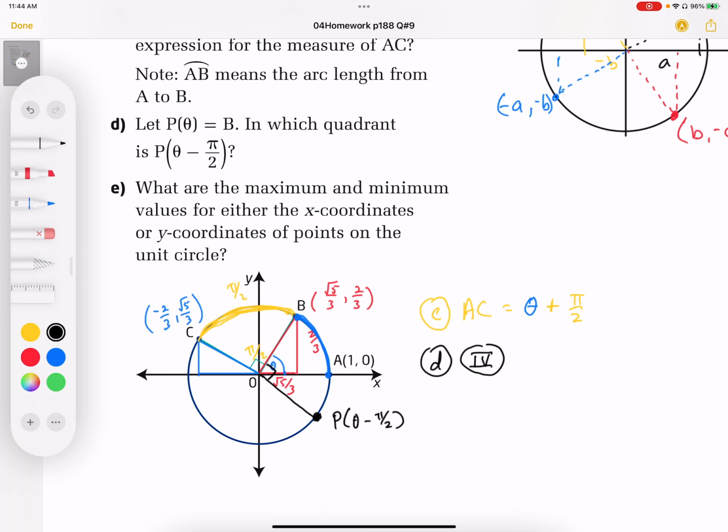And then lastly, what are the max and minimum values of the x and y coordinates? Since it's a unit circle, the y maximum is equal to +1, y minimum is equal to -1, x maximum is going to be furthest to the right, which is +1. X minimum is going to be furthest to the left, which is going to be -1.